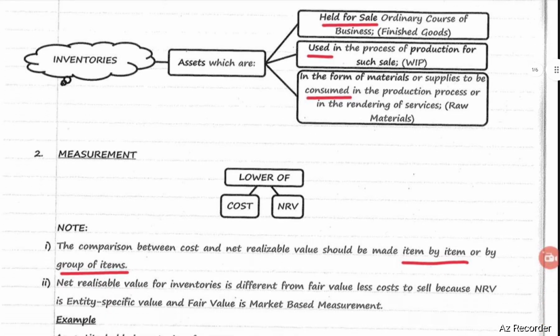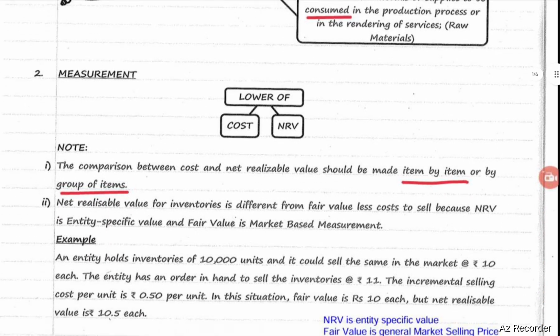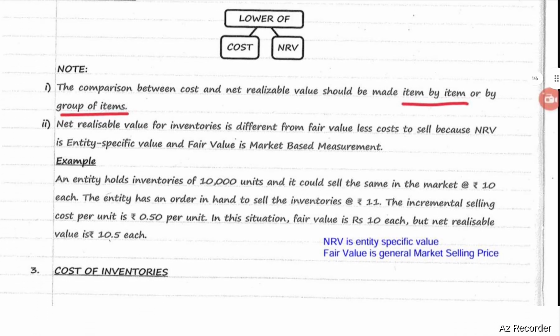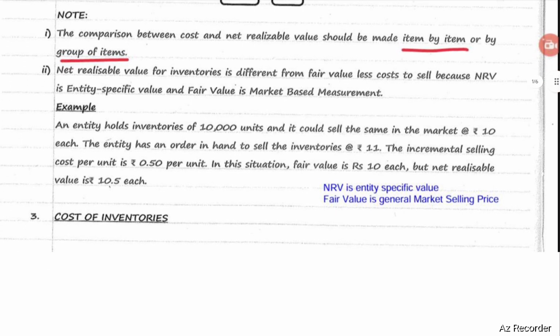Measurement of inventory. Inventories are valued at cost or NRV, whichever is lower. The comparison between cost and NRV should be made item by item or by group of items. What is the difference between NRV and fair value less cost to sell? NRV is an entity-specific value, whereas fair value is a market-based measurement. So NRV is entity-specific value, and fair value is generally the market selling price. Fair value less cost to sell means net market selling price.